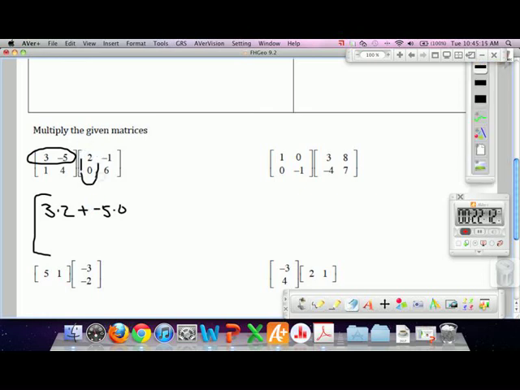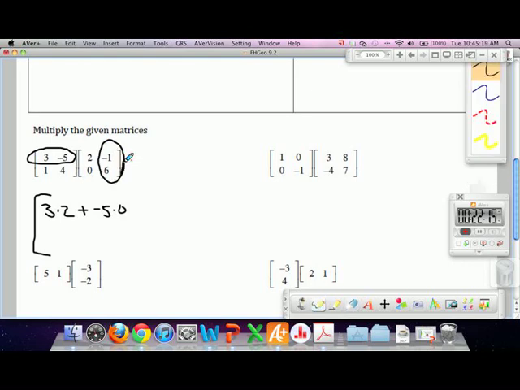Then do you multiply negative 5 by 6 and negative 1 by 3? For the second entry, I take 3 times negative 1 and negative 5 times 6 and add those two answers together. That gives me the entry in row 1, column 2. That is the procedure for matrix multiplication.